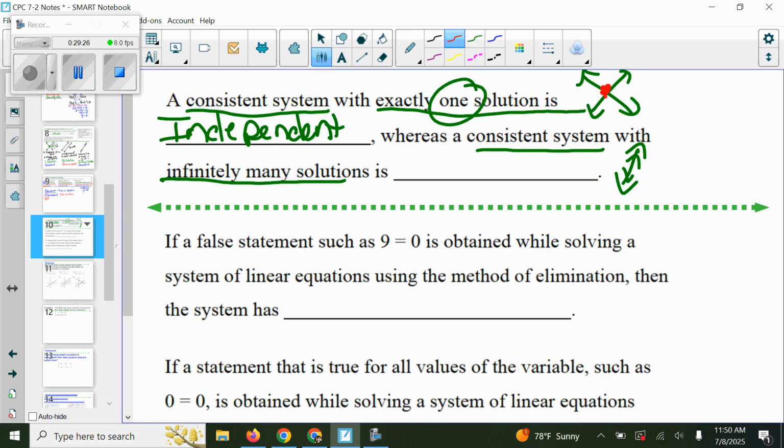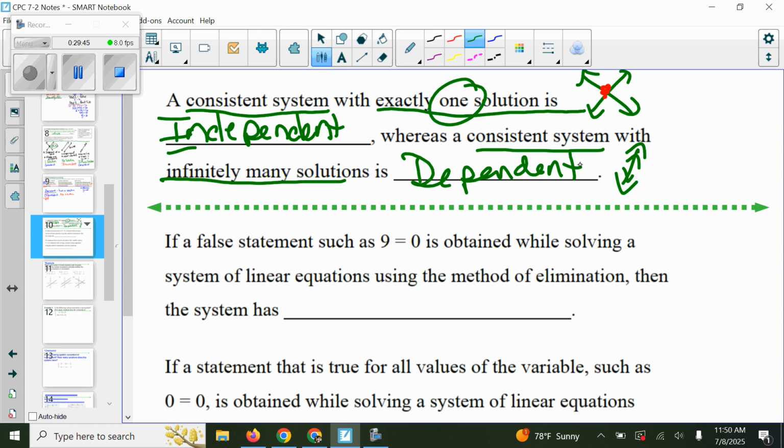But what if we have infinitely many? Well, what's the opposite of independent? Dependent. So we have dependent systems. So consistent, you can think of it as there's two different options. You can either be a singular solution, you stand alone, you're independent, or consistent systems can be dependent.